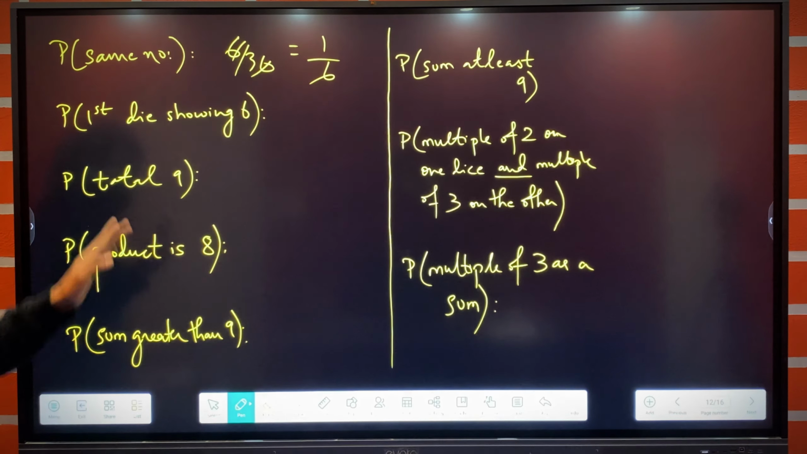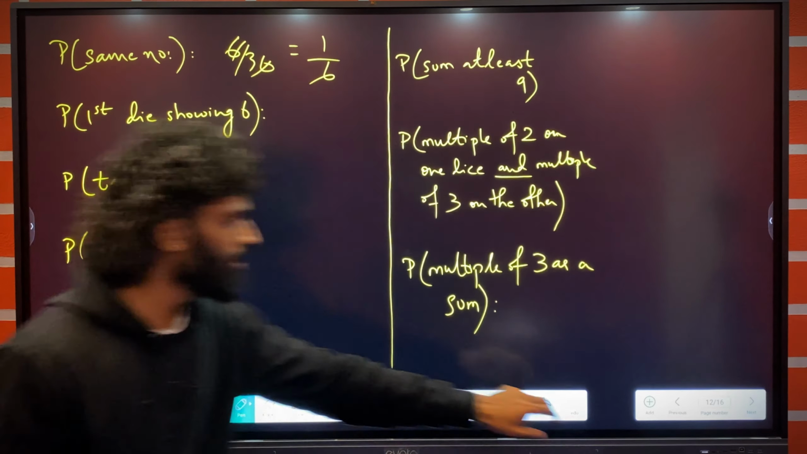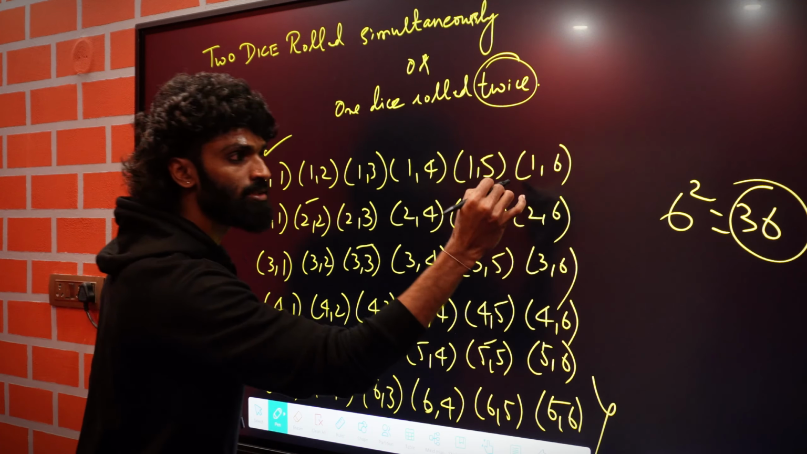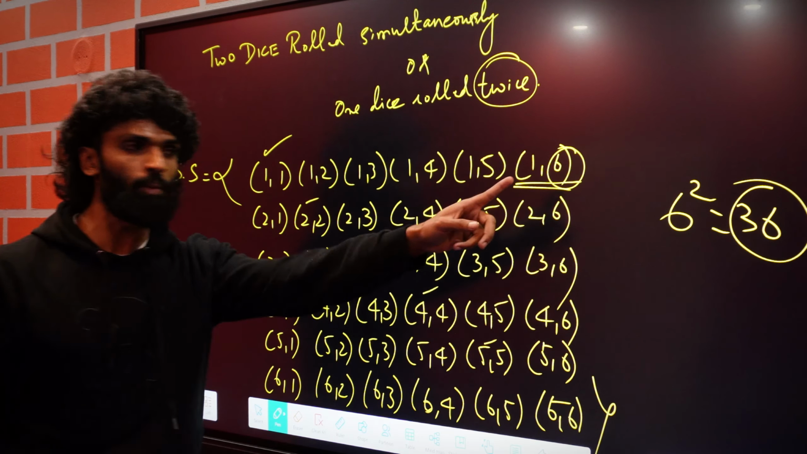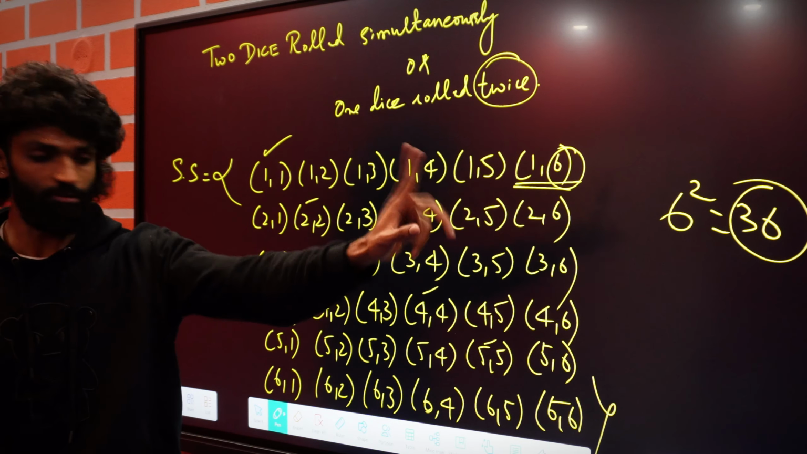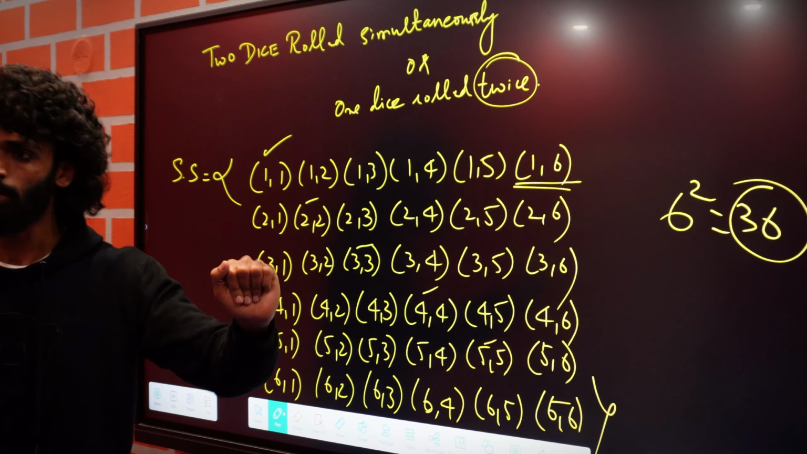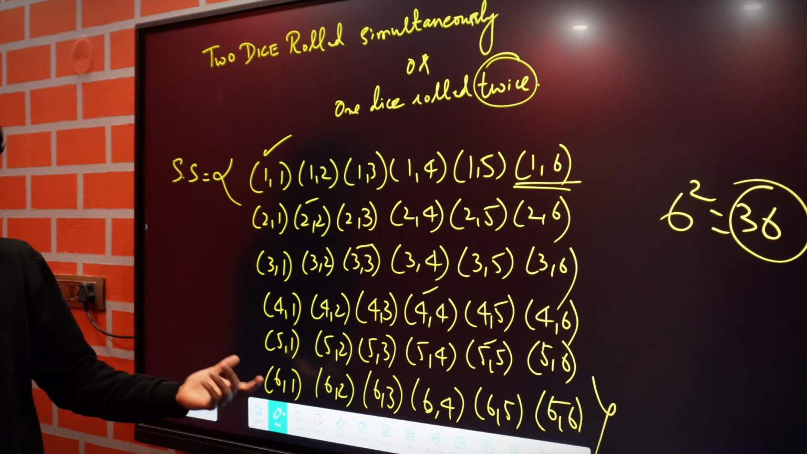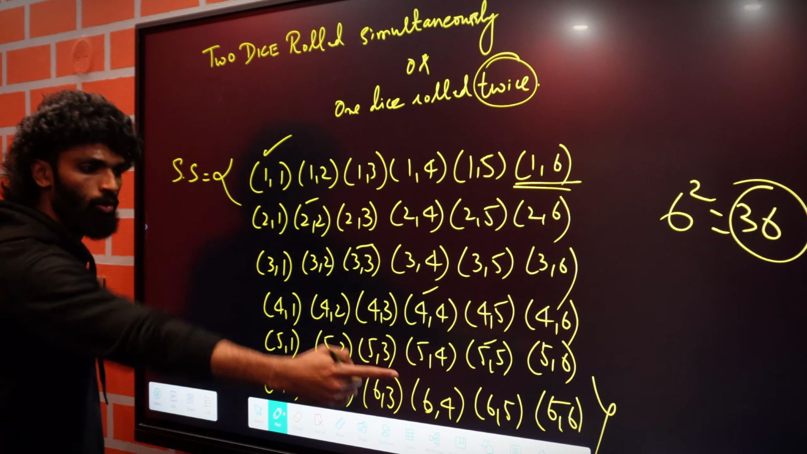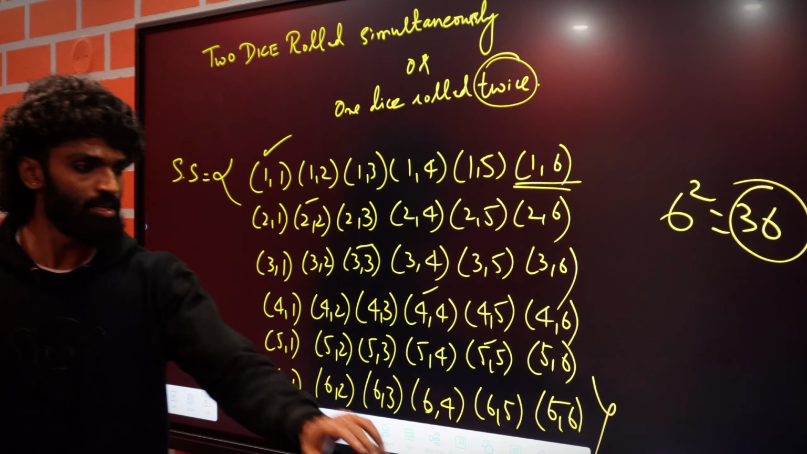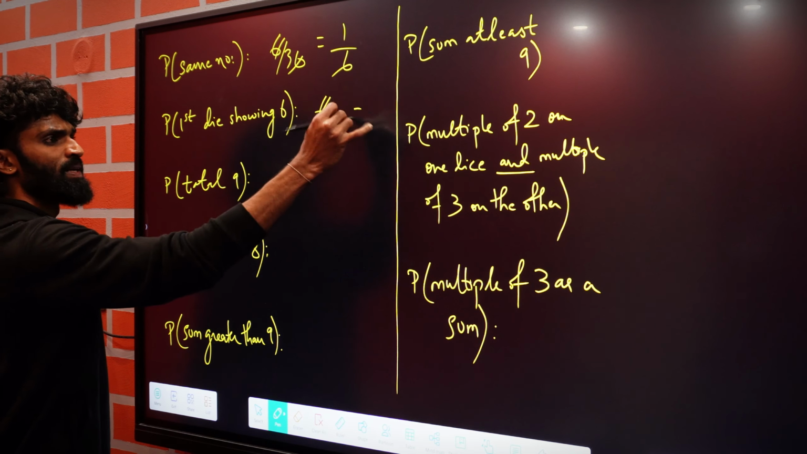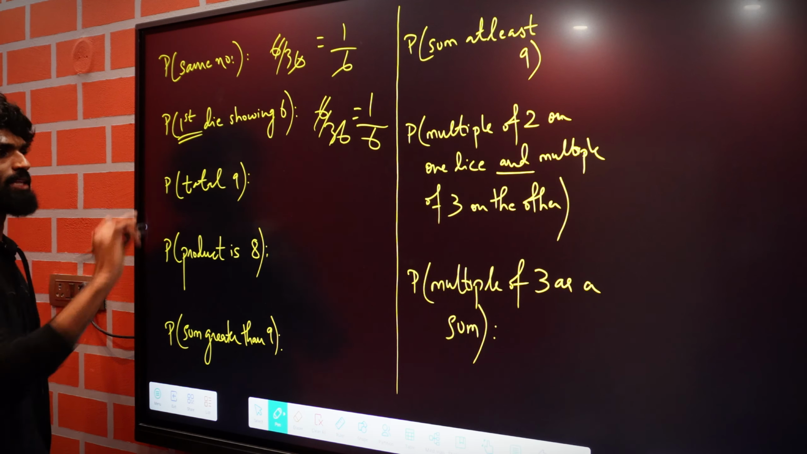Now look at this. First die showing 6. Common sense. They're telling first die, meaning I should see the first number showing 6. I don't care about the second number, because that's the second die. First die meaning it has to be the first number there. So look at all the entries. How many have the first entry as 6? Don't you think the last row? Last row meaning there are 6 entries. So therefore my answer is 6 out of 36. Look at the specificity there. They are trying to tell first die. That's important.